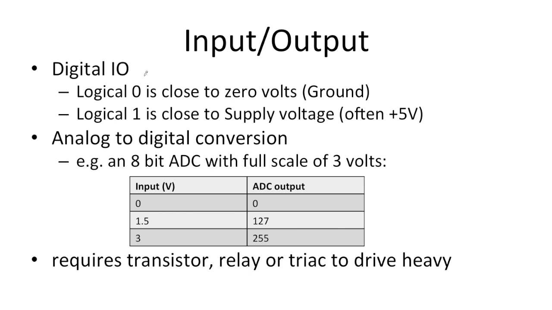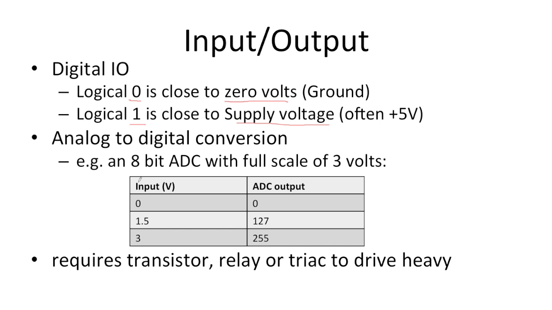Through the input and output pins, you interface the microcontroller to the outside world. So the I/O can be digital in nature. If it's digital, logic 0 can be indicated by pulling the pin to the ground and providing 0 volts. Logic 1 is generally indicated by supplying positive 5 volts to the pin.